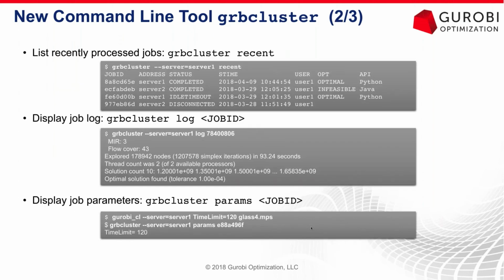You can also see the history of jobs. That's a new feature, so you can see what was recently solved. You can see what API was running, whether it was solved to optimality, or it was interrupted, or it was determined to be infeasible. You can also get the log information from an old job, and you can also see what parameters were used when a model was solved. So you've got some history information from that compute server.